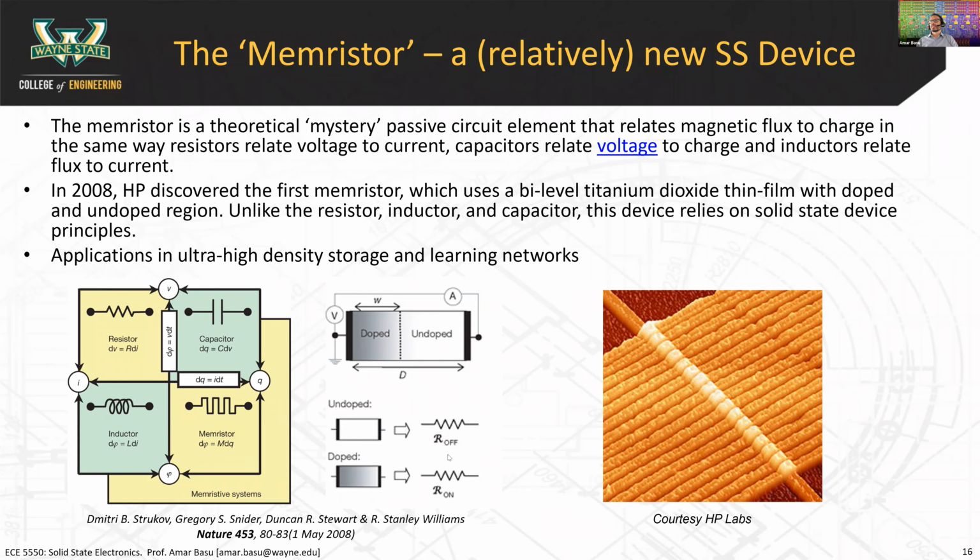It would have a certain type of resistance if it was undoped, and a different resistance when it was doped. But you could modulate this. And it turns out that this type of device could emulate the properties of a memristor. We're going to be talking about doping, so don't worry if it all doesn't make sense yet. This device has found some very interesting applications in ultra-high density storage, and as Melvin mentioned, AI learning networks. So this was 2008.